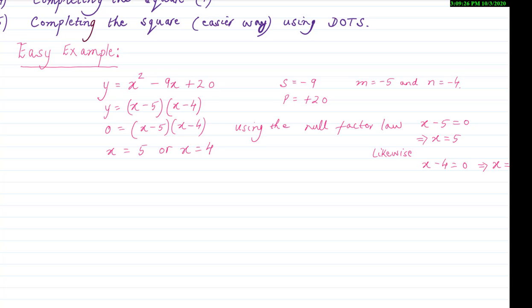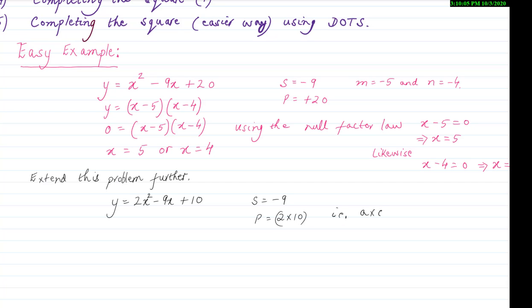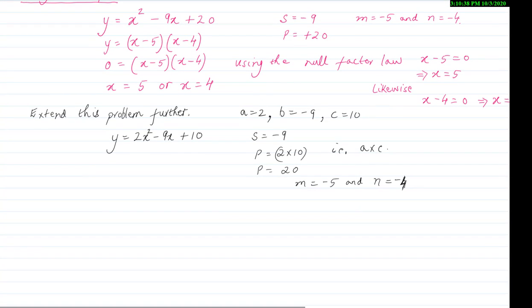Next, what I'm going to do is take the same example, but I'm going to extend this problem further by changing the polynomial coefficient. So a now is going to be 2, b is negative 9, and c is 10. So the sum is still negative 9 and the product is still 20. It's 2 times 10, which is a times c. So that's going to be 20. So my factors actually are still going to remain the same, but obviously the process I'm going to follow this time is different, because the coefficient for x squared is 2. So m is still negative 5 and n, my second number, is still negative 4. So I'm going to use these two numbers.